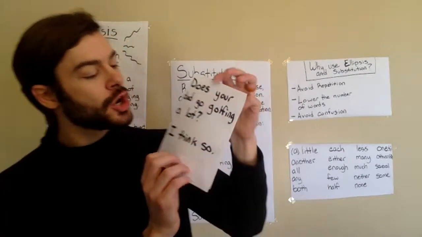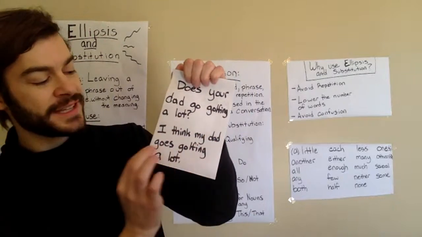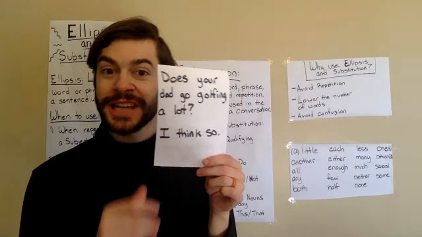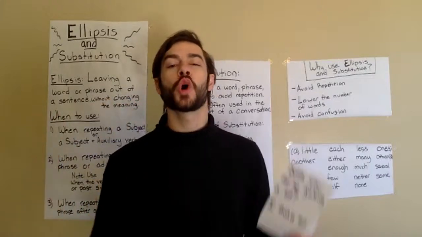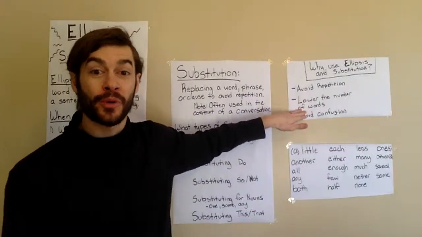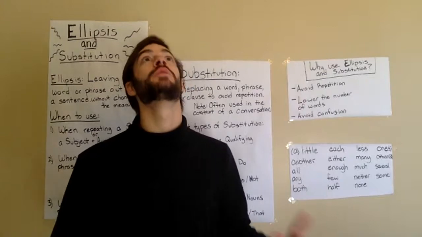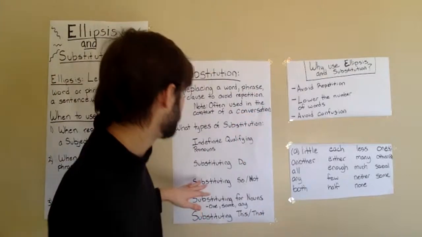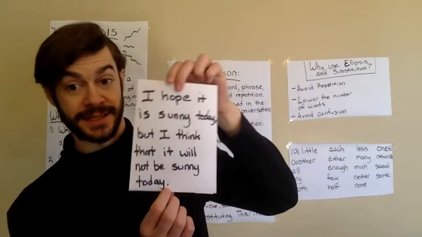I think so. So this change, we're substituting this whole clause. My dad goes golfing a lot. We're changing all of this. Instead of having to repeat all of that, we can just say so. Does your dad go golfing a lot? I think so. So you can see here how taking all of that out makes it so much easier to avoid confusion, avoid repetition, right? Lower the number of words. If I had to speak all of the time using no substitutions or ellipsis, I would be exhausted. So very good. Now you can see how we're changing it here. Let's look at another example of this. So I hope it is sunny today, but I think that it will not be sunny today.